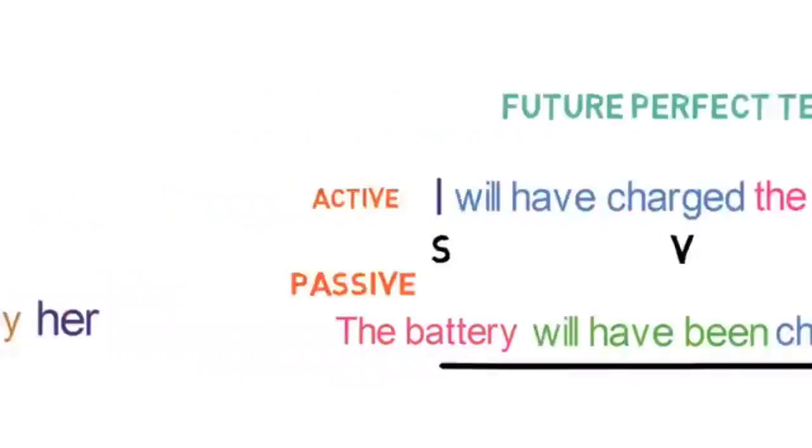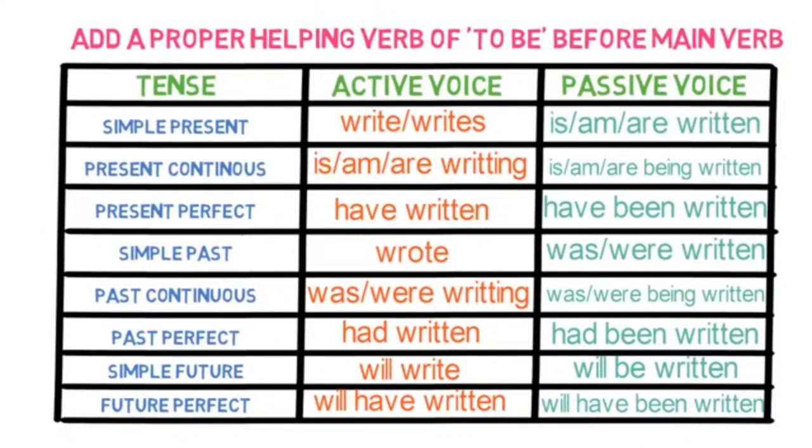Children, so these are the 8 tenses to convert from active voice to passive voice. Children, I hope and I am sure there is no difficulty in converting the sentences from active to passive now. Children, remember and learn by heart this tense tabulation. It will help you to convert the sentences. Children, that's all about active and passive voice in this session.